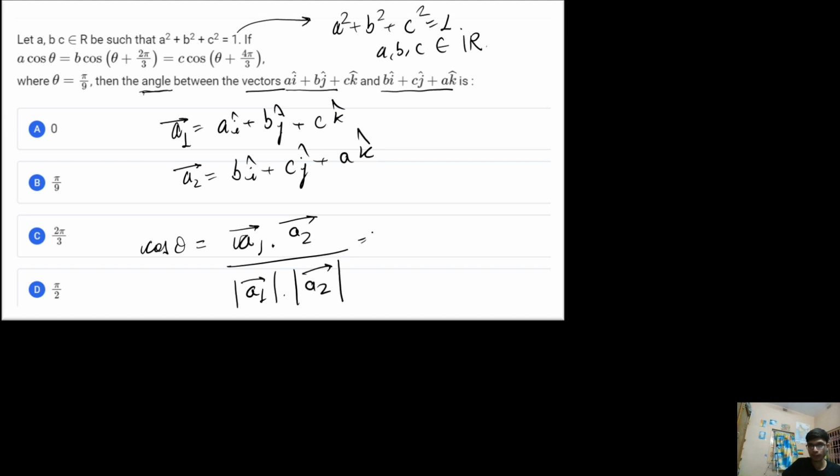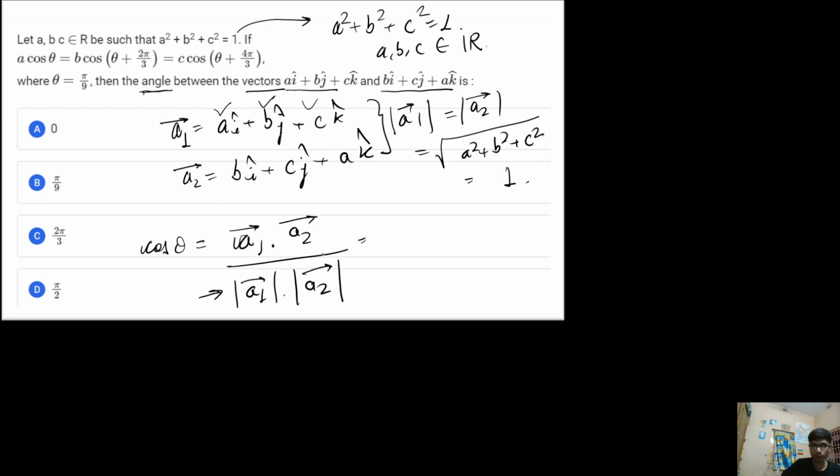So from here if you calculate the result, what you can see is that the modulus of a1 vector and modulus of a2 vector are equal, because the components may be different but they have actually the same numbers. So when I am taking the modulus value, that means the magnitude, of a1 vector and a2 vector, they come out the same, and that is root under a square plus b square plus c square. And we already know that a square plus b square plus c square is equal to 1 as it is mentioned in the question. So from here the value will be 1.